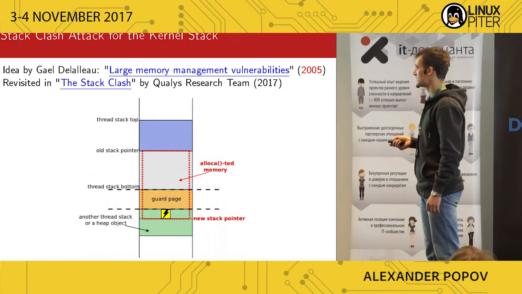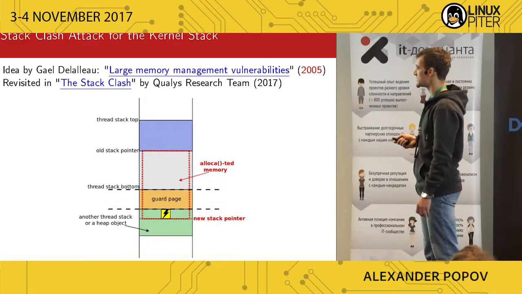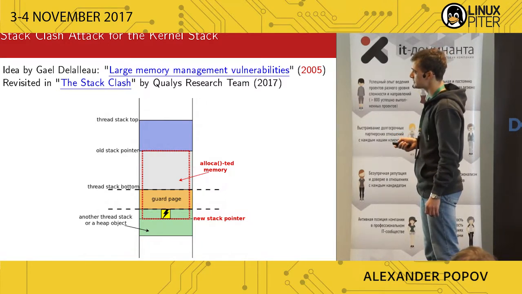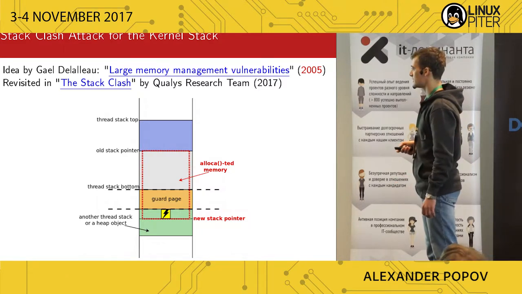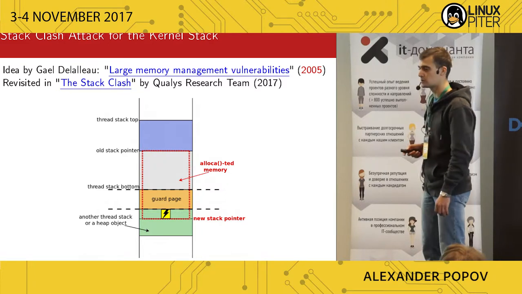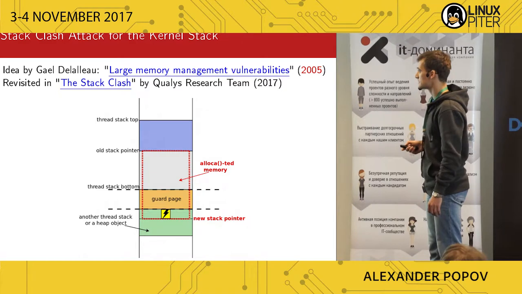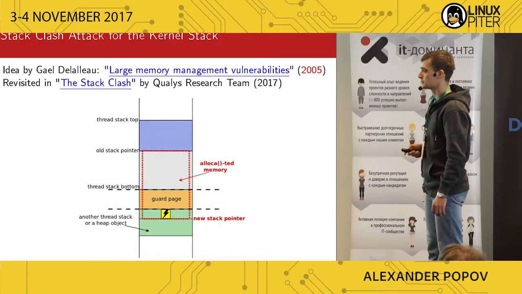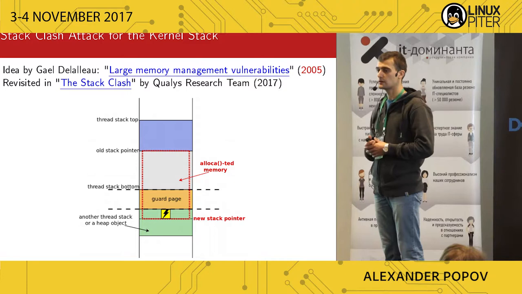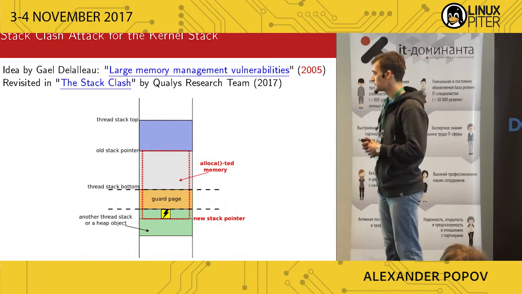The main idea is we can allocate some memory at the kernel stack, which is so big that it hops over the guard page, and we can write at the end of this allocated memory and clash another thread stack or heap object next to our thread stack. This memory allocation happens when we have a variable length array, for example, in the kernel code.